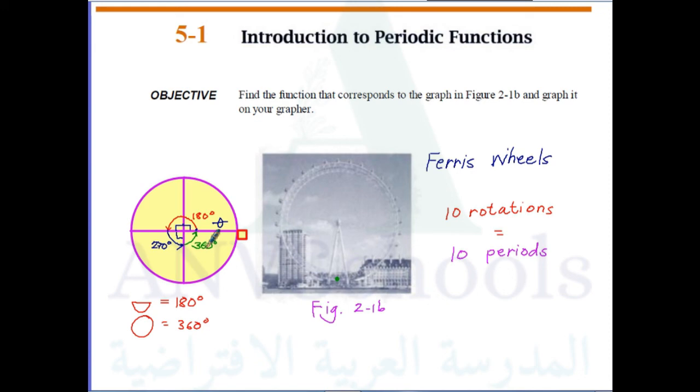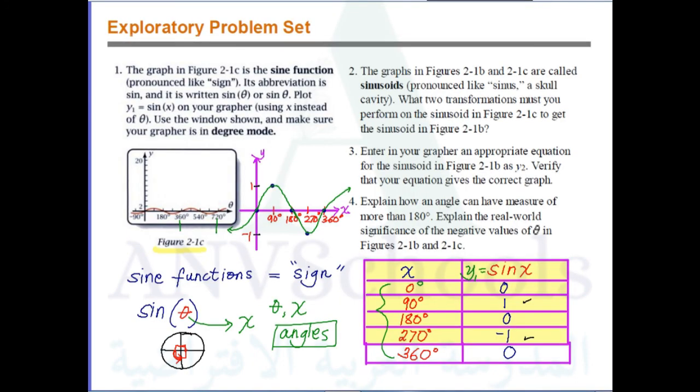So that's how in the real world, as in this case, your rotation, your angle could go from more than 180 degrees. It could go up to 270 or even up to 360 degrees and so on. Okay, so that's the full explanation for number 4, how an angle can have a measure of more than 180 degrees. Now, explain the real-world significance of the negative values of theta in figures 2-1b and 2-1c.